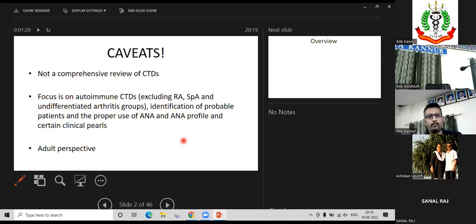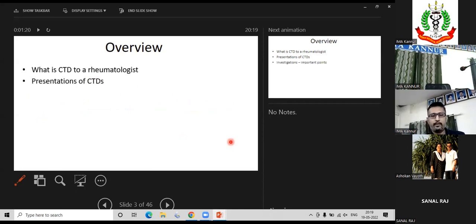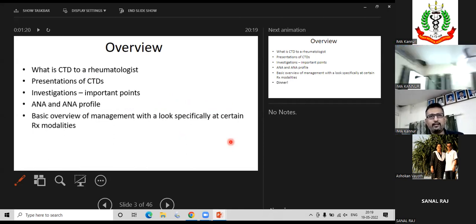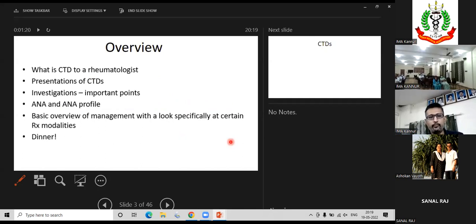Adult perspective, though it can be generalized. So first, I'll be talking about what connective tissue disease is to a rheumatologist. Next, the presentation of connective tissue diseases, some important points in the investigations that we do for these patients, the ANA and ANA profile and its interpretation, a basic overview of management with a look specifically at certain treatment modalities and drugs, and finally dinner, hopefully in that order.